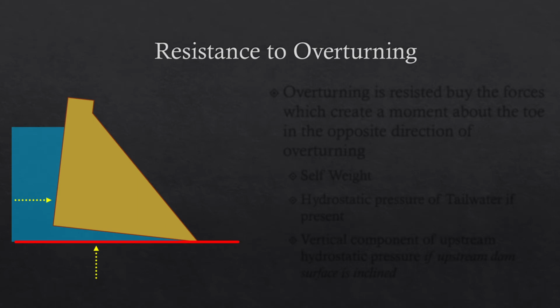Then, while some forces are trying to overturn the dam, there are some forces which will be trying to resist that overturning. The first one is its own weight, the self weight. If you take the moment of this self weight, that is this white arrow, about this toe, then you will see that the moment because of this will be in the opposite direction. The overturning moments were all in this direction. In our diagram, it is clockwise, and the resisting moments are in the anti-clockwise direction.